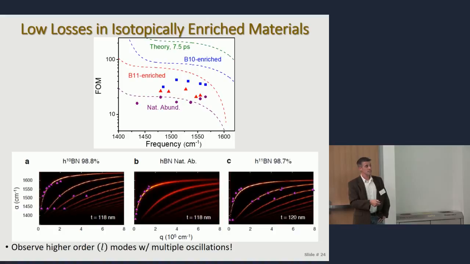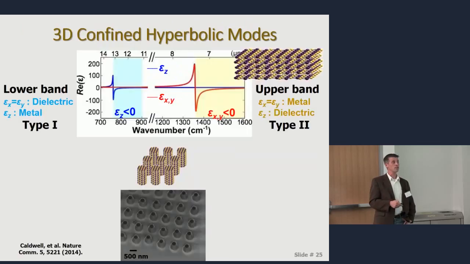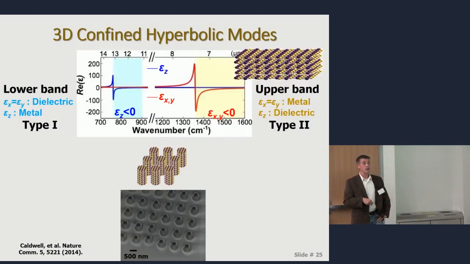But you also see those other frequency components, which are these higher order modes. And these exist for multiple cycles, right, that you don't observe in the naturally abundant systems. So now you can actually start to explore the physics of these hyperbolic systems in a very clean system, as well as looking at these higher order branches. And another way to do that is some work that we did looking at nanostructures of this.